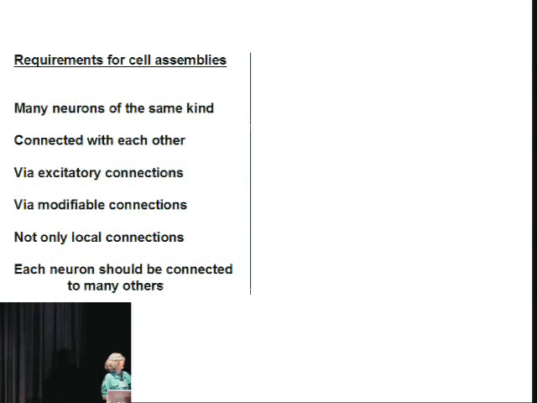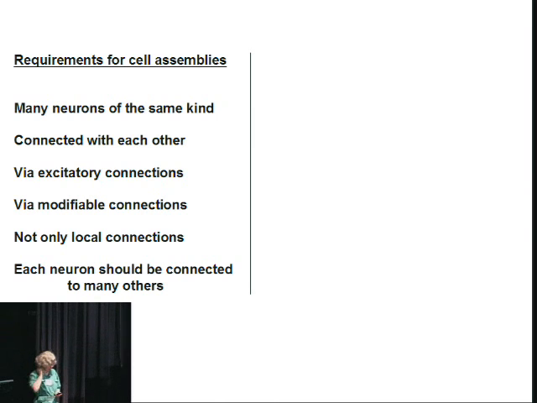Now, Hebb at the time could not know these details about the structure of the cortex, but if one would think about the requirements which you need for cell assemblies of this kind, you would say that you need many neurons of the same kind which do nothing but sit there and wait who else is active together with me. In order to know that, they need to be connected with each other into a network. They need to be connected via excitatory connections. The connections must be modifiable.